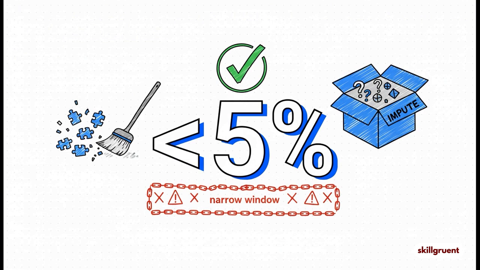You might be able to get away with just ignoring or deleting missing data if, and this is a big if, it makes up less than 5% of your total data, and you are very, very confident it's missing completely at random, or MCAR. If you don't meet both of those conditions, you really need to be thinking about imputation.